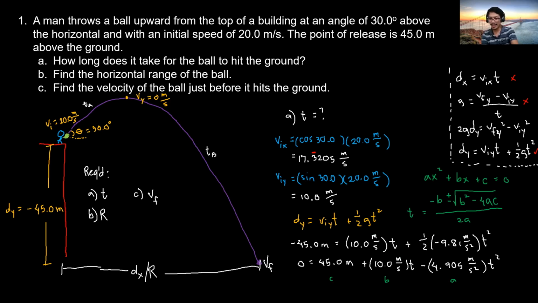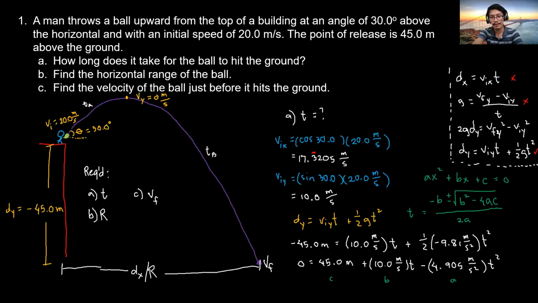Okay, so asan dito yung a natin? Ang a natin is negative 4.905. Ang b natin is 10. Ang c natin is 45. So substitute natin yan dito sa equations natin. So negative b, so time is equal to negative, ano ba yung b natin? Our b is 10. Negative 10 plus minus square root of, ano yung b natin is 10. 10 squared.